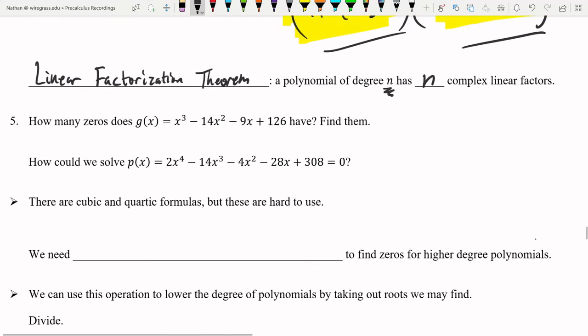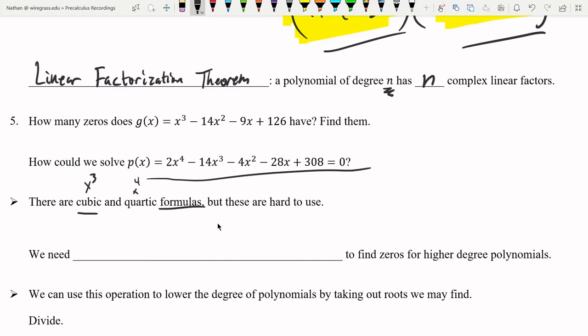Okay, how can we solve this polynomial equal to 0? How can we solve this? Well, for a quadratic, we have the quadratic formula, which I just showed. And there are actually formulas for cubic functions, and there's actually a quartic formula for a power of 4 degree. I recommend looking them up. These are hard to use.